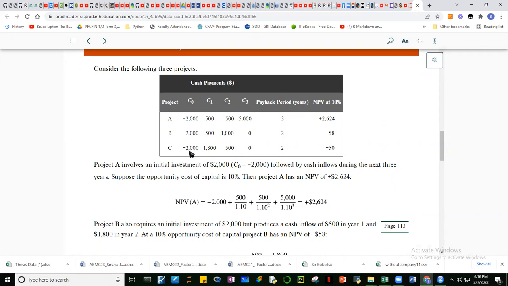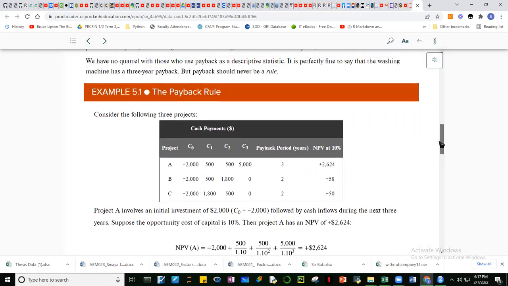So in fact, for project C, you'll be able to recover your investments at the second year, ahead of B, and much way ahead of A, because the initial investment of project A will be recovered already on year 3. Okay, for project C, already 1,800 was recovered at the end of year 1, and then just a little more to recover the amount in year 2. Okay, so that's the payback period.